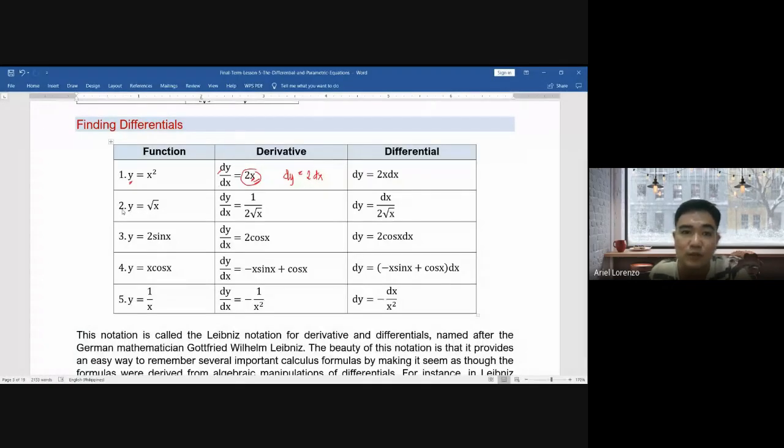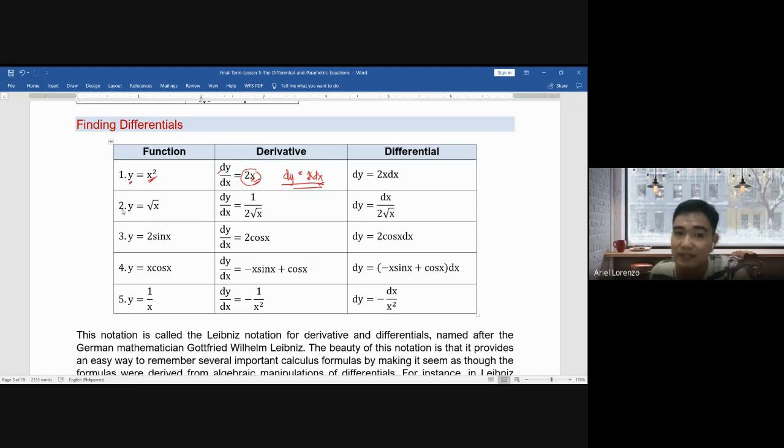Ay, 2x squared pala ito. Sorry, x squared, no? So ano ang derivative ng x squared? That is 2x. Okay? And then the differential of x is dx. Parang ganon. So the differential of y equals x squared is dy equals 2x dx. Nakuha? Next, your square root of x, that is the derivative of your y with respect to x.